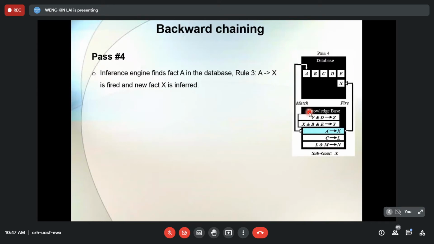So in this fourth cycle or pass, I can see that A is there in my database. So the engine finds the fact A in the database, and as a result, rule number 3 is fired, and the new fact X is inferred. So if this rule number 3 is true, it will then be fired or executed, and X can now be added to my database. You can see here.